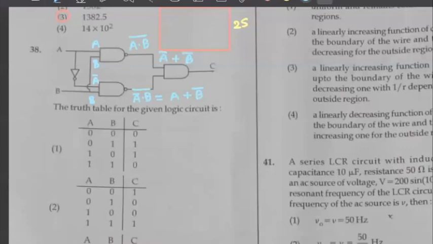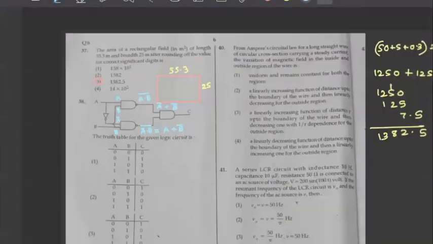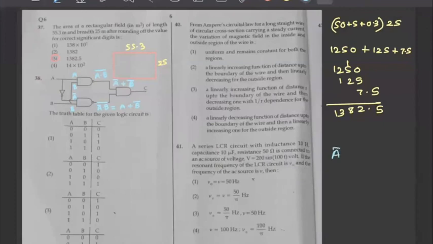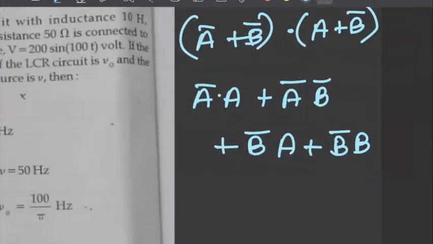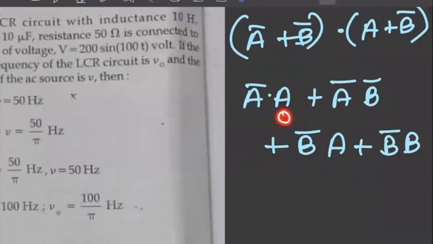And now I am multiplying these two again. So let me write it here actually. So I have A bar plus B bar multiplied with A plus B bar. So what do we get? So we have A bar into A plus A bar into B bar plus B bar into A plus B bar into B. Now what is A bar into A? Because if A is 0, then A bar is 1. So 1 into 0, and the same thing here, 1 into 0 will always give me 0. So these two terms are gone. Ignore these two. So I have this basically.